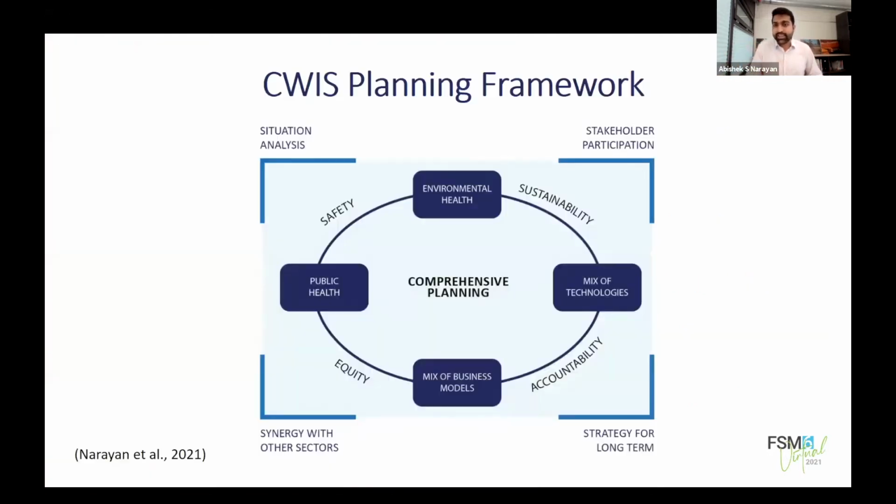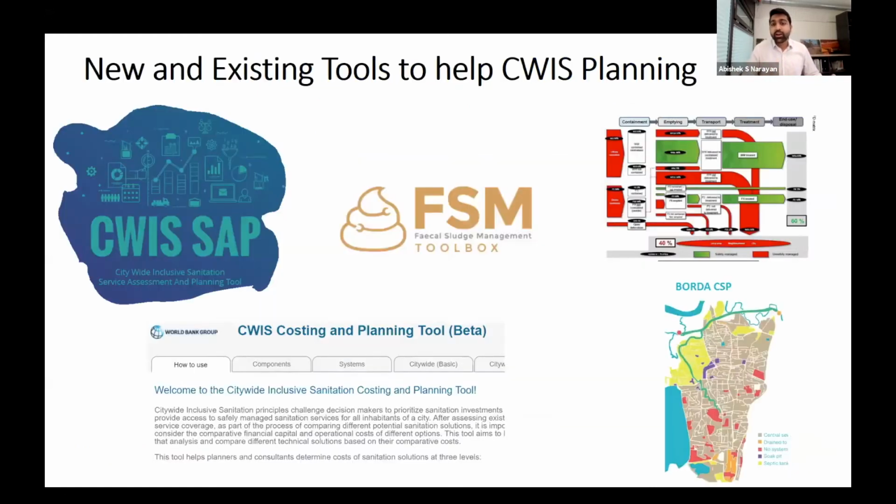So here's the latest thinking that we've been working on, trying to think about comprehensive planning in terms of citywide inclusive sanitation. And you can see that the different parts of the Manila principles are seen as operational targets, and the other evolved thinking is the functional linkages. But this is quite abstract. In order for you to plan well, you need tools which are comprehensive. And it's nice to see that the sector has been pushing a lot of tools over the last few years. For example, the CWIS SAP just came out, the FSM toolbox, SFDs, a costing planning tool by the World Bank, and so on. So I hope that gave you a sense of what CWIS is and some of the latest thinking in this direction.